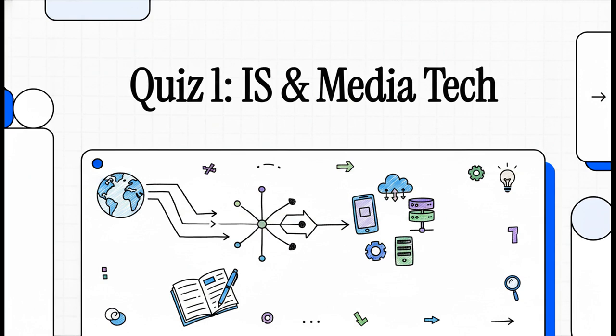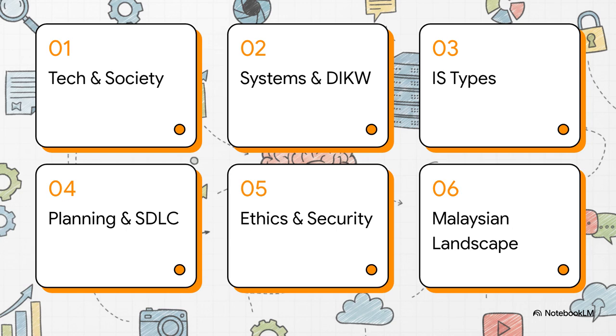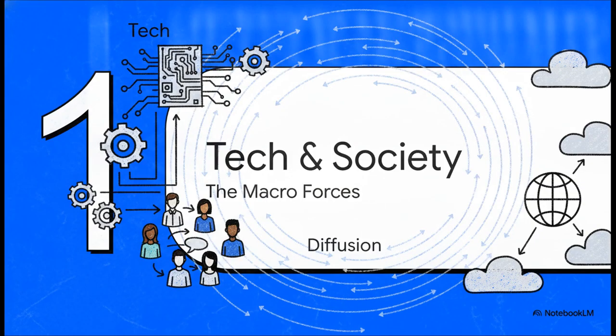Let's dive in. Okay, let's do a quick run-through of our roadmap today. 1. Tech, Society, and Diffusion. 2. Systems Thinking and DIKW. 3. Information Systems Types. 4. Planning and the SDLC. 5. Ethics and Information Security. And finally, 6. The Malaysian Digital Landscape. Starting off with Section 1, Tech, Society, and Diffusion, the macro forces.